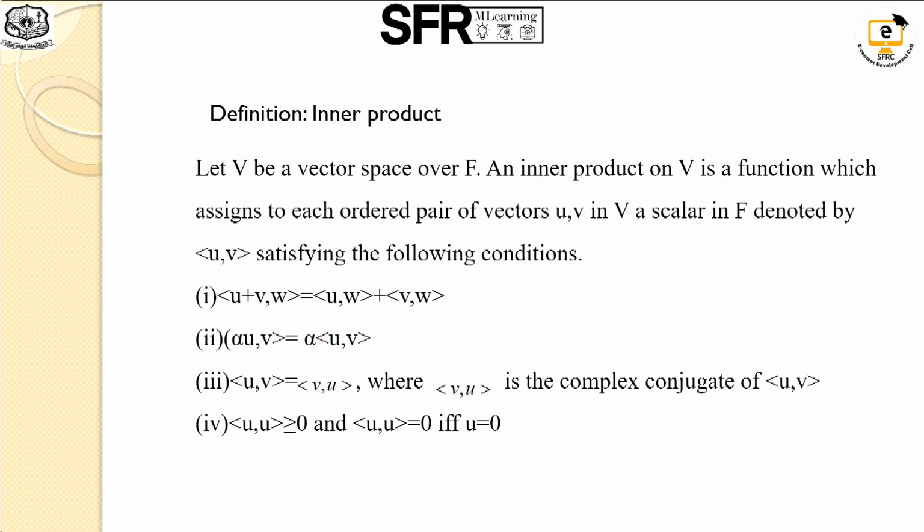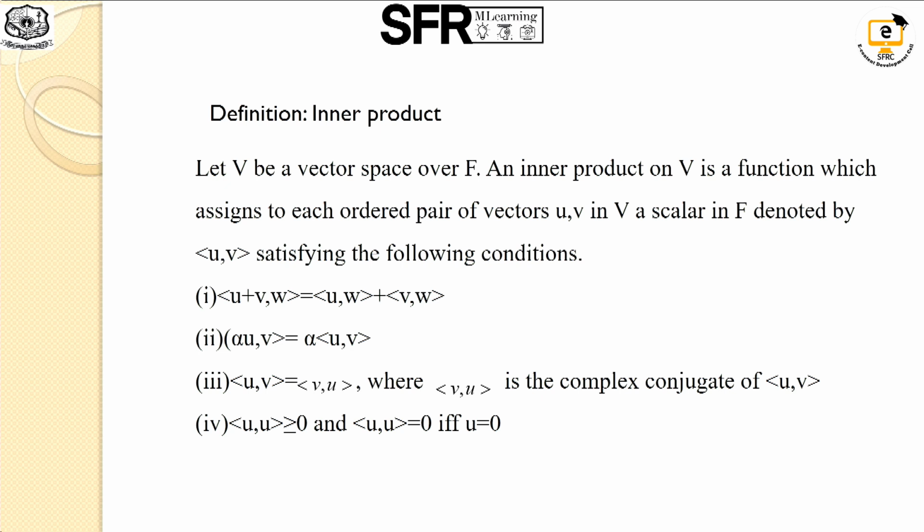So here is the definition of inner product. In any vector space, one can define an inner product between any two vectors. Inner product is nothing but a function which assigns to each ordered pair of vectors a scalar, denoted by the inner product of u comma v. It is a notation which satisfies the following axioms.